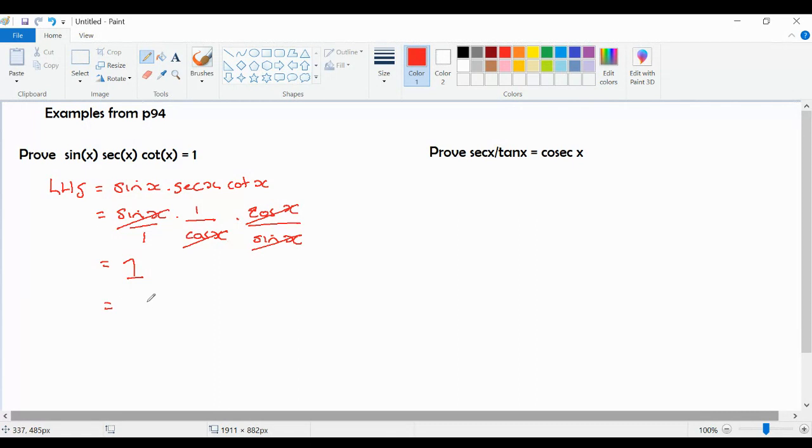And now what you need to do to finish off a proof is to say that it equals the right-hand side because it's a proof, and then you can say, hence, you have proven the trig identity.